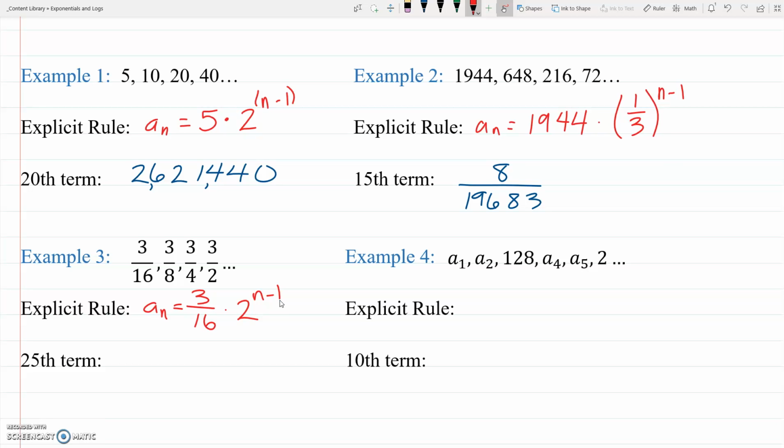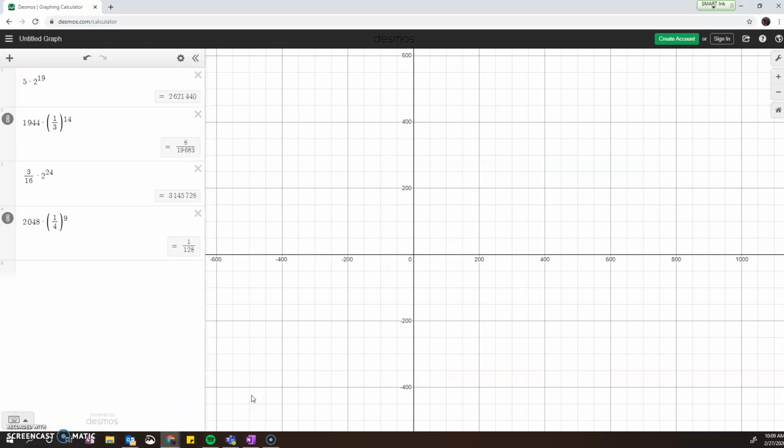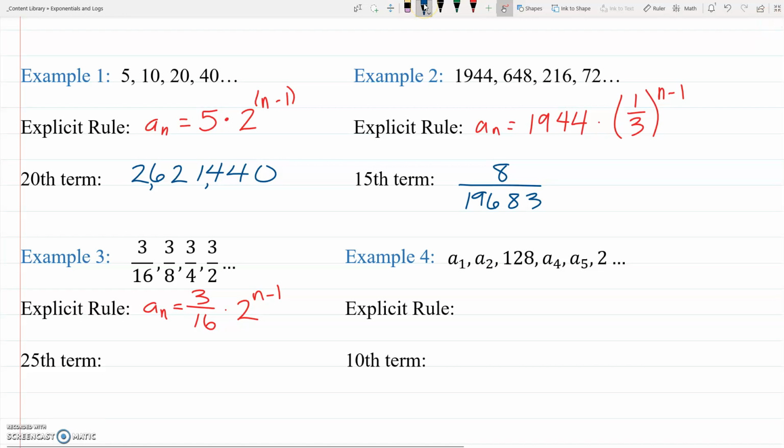Okay, figure out the 25th term, piece of cake. You can see I plugged that in here, 3/16 times 2 raised to the 24th power, because it's 25 minus 1. And I got a giant number again, 314,572,800. Put some commas in there. Still good? So the hard part about that was just figuring out with fractions what it's multiplying by every time.